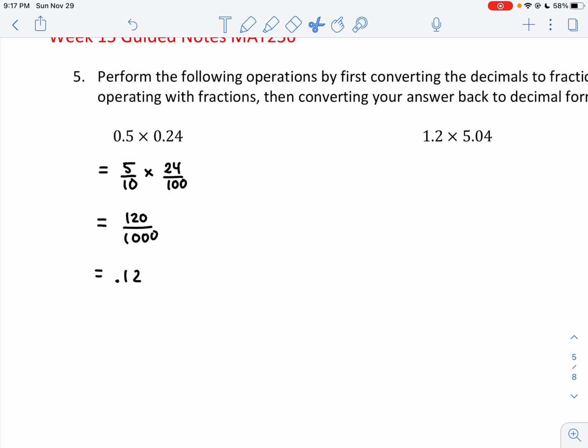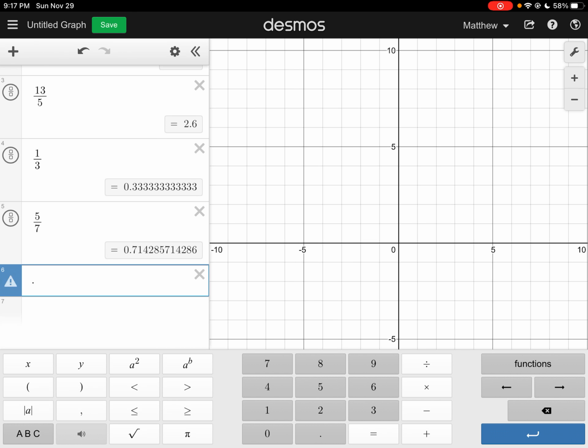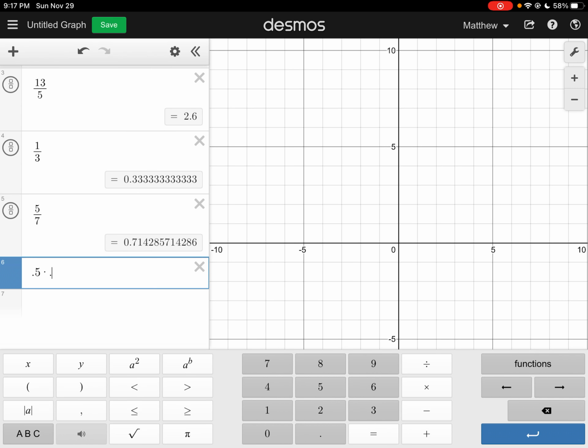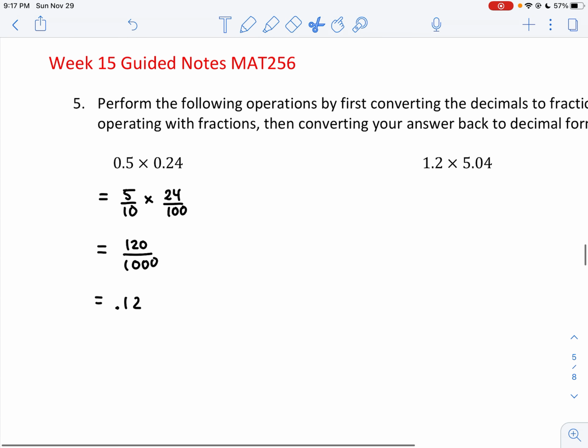Now let's confirm our answer using technology, where we did 0.5 times 0.24. There we go. And the answer is 0.12.